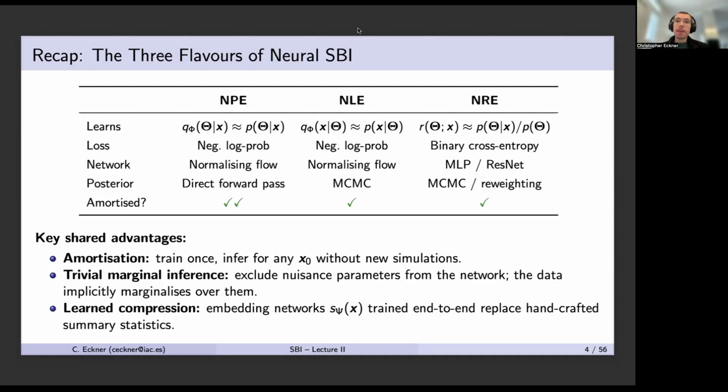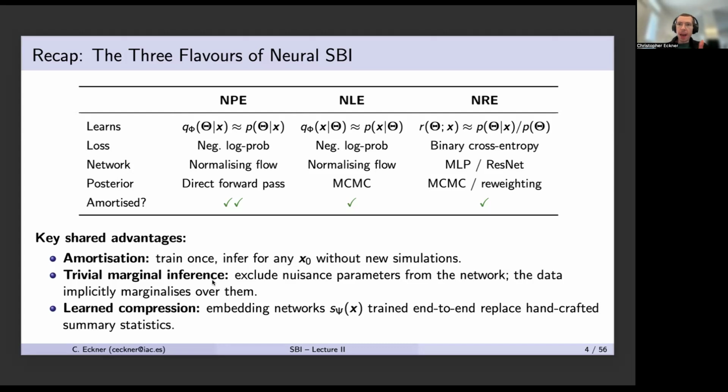Also, for these methods, it is important to note that you perform trivially marginal inference, so you can just marginalize over nuisance parameters and parameters of your model you're not really interested in having an inference for, while this is harder for traditional methods.